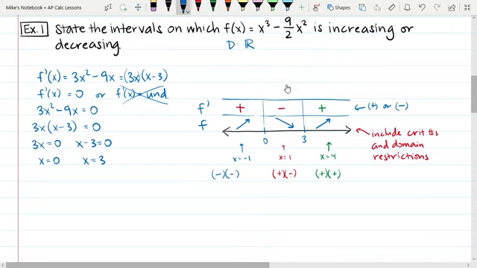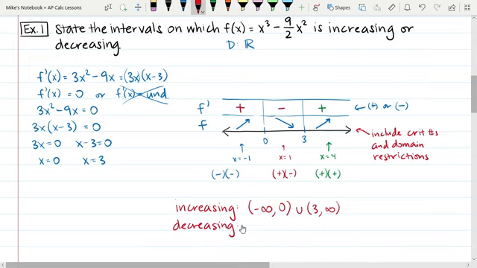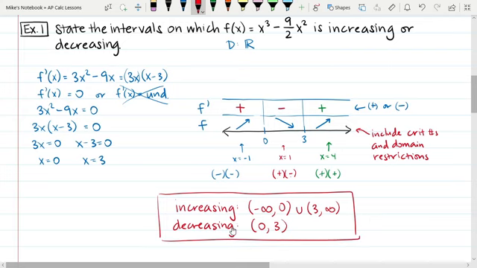All right, so now we actually just need to answer the question. It says to state the intervals on which this function is increasing or decreasing. Okay, so that means for increasing, we know that this function is increasing on the interval from negative infinity to 0, union, and then also the interval from 3 to infinity. And then for decreasing, we know that this function is decreasing on the interval from 0 to 3. Okay, so that is how we use that theorem where we've used the first derivative and its sign to determine whether the graph of the original function f is increasing or decreasing.